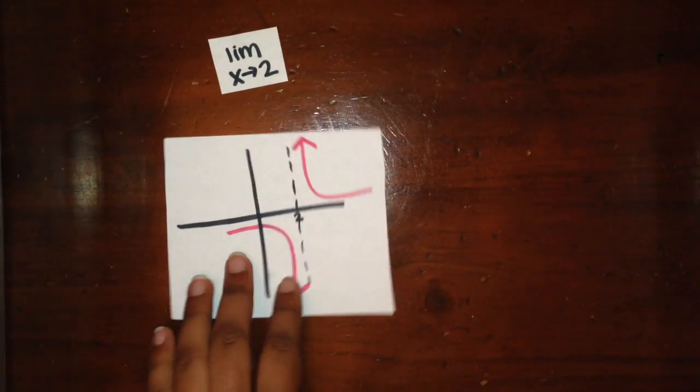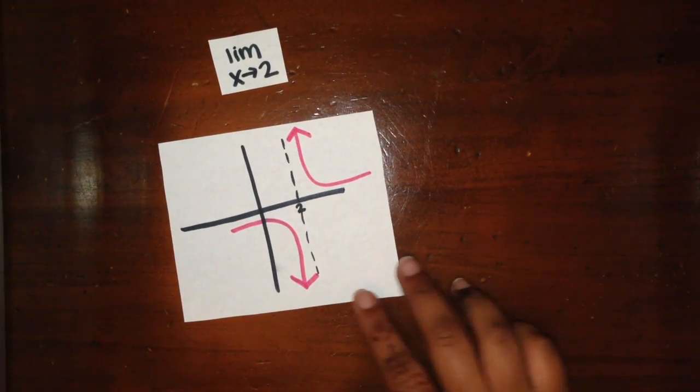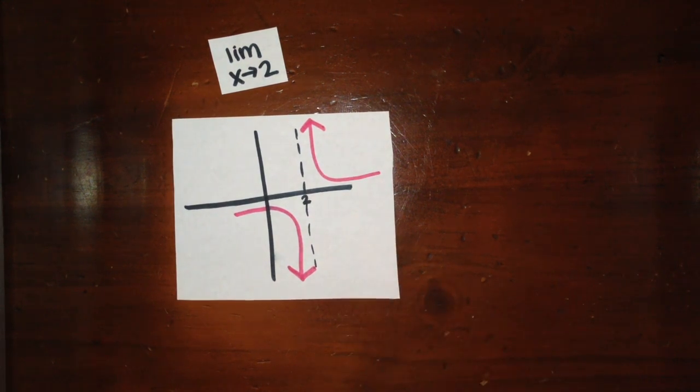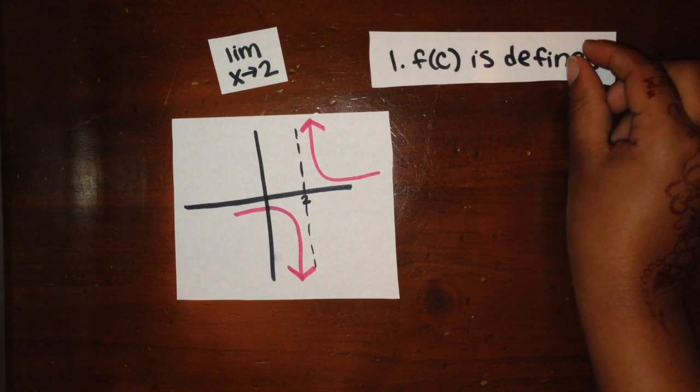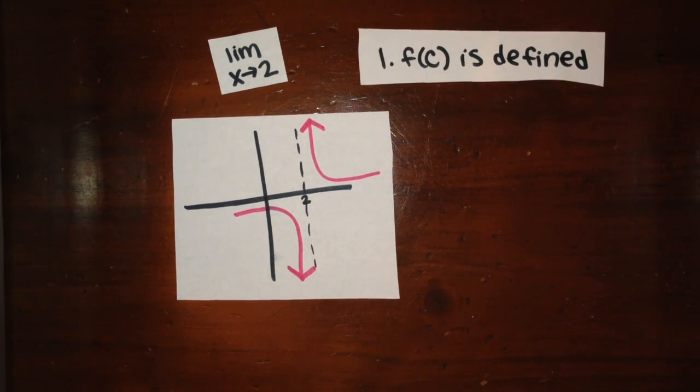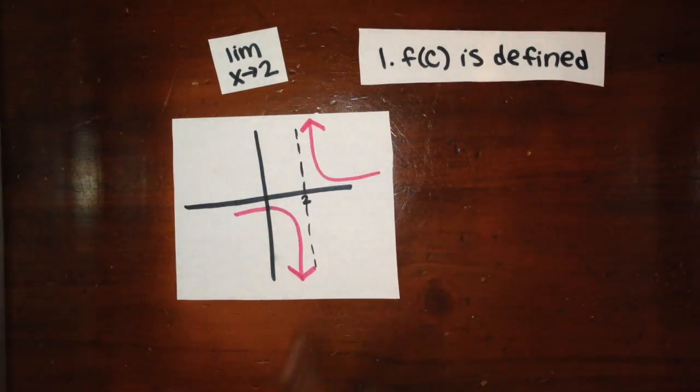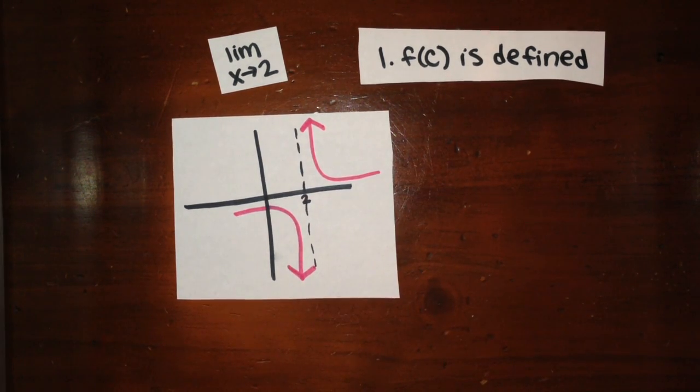In this graph you can see that we have a vertical asymptote at x equals 2. So let's take a look at our first rule for continuity: f of c is defined. As in the previous graph, c here is 2. Since there's a vertical asymptote at 2, f of 2 is not defined, meaning that this graph is not continuous.